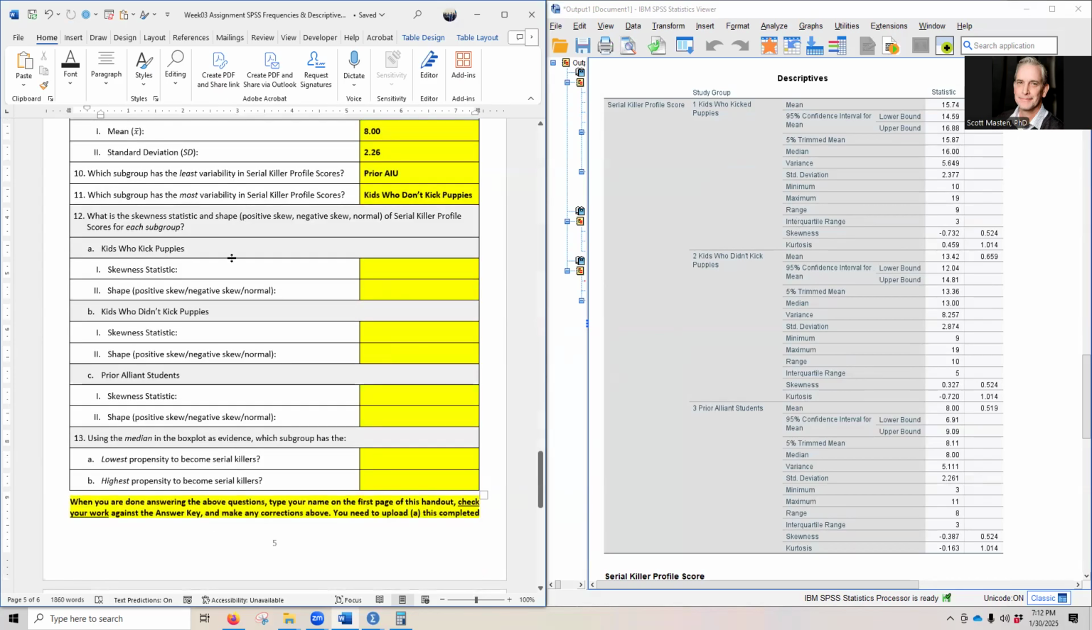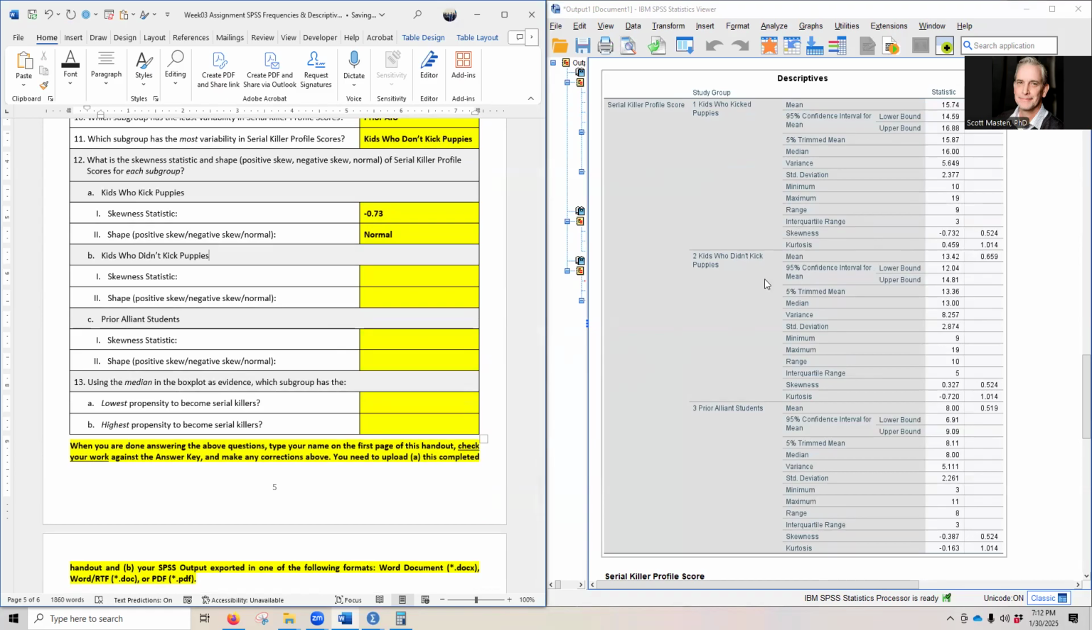All right, so what is the skewness statistic and shape of serial killer profile scores for each subgroup? We need to look for skewness for each of the groups. Skewness for kids who kick puppies is negative 0.732. That does not have an absolute value that's 2 or bigger, so we would say normal, or basically normal, or normal enough. How about for kids who didn't kick puppies? Their skewness coefficient is 0.327, also not bigger than an absolute value of 2. So we would say 0.327 and basically normal.